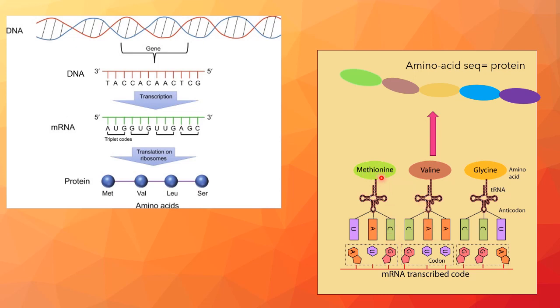Then after that, the second tRNA comes. Now it is carrying another amino acid. If it matches the codon on the mRNA, then this amino acid binds to the methionine, and the empty tRNA leaves. That is how translation takes place. And after completing the translation, what we get is a sequence of amino acids, that is nothing but a particular protein.